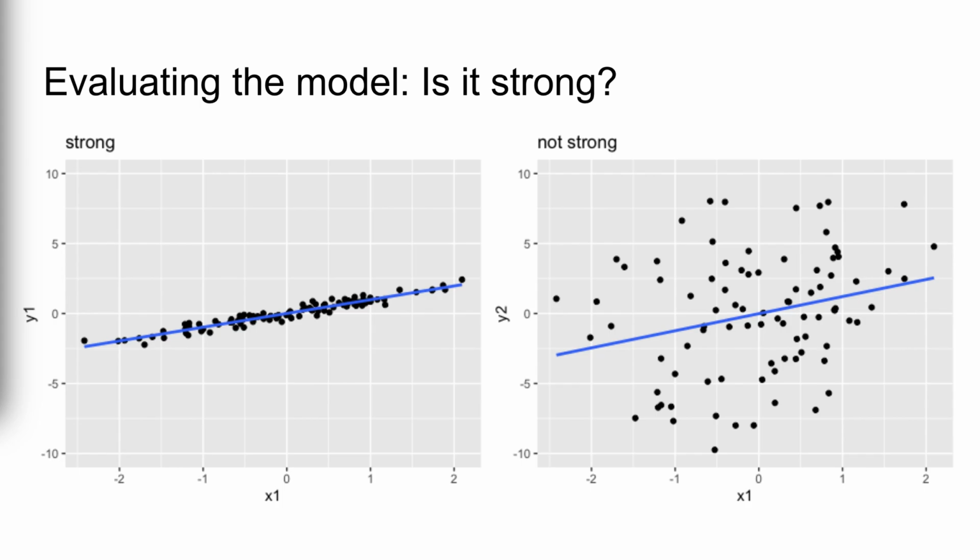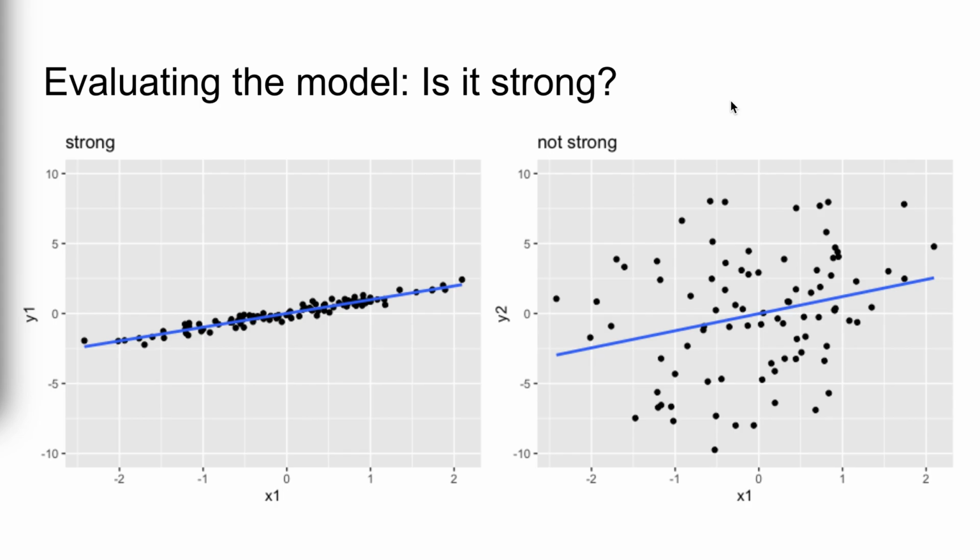A natural follow-up question of, is my model wrong, is it strong? The model at left is very strong. The data points are very close to the model trend, or the residuals are very small. Thus, X here is a strong predictor of Y. In contrast, in the model on the right, X is a weak predictor of Y. The residuals tend to be larger.